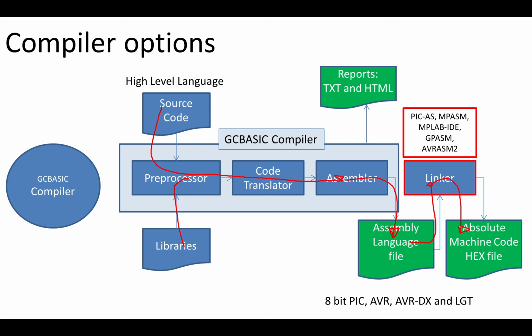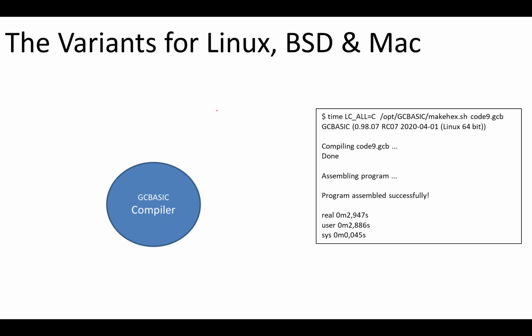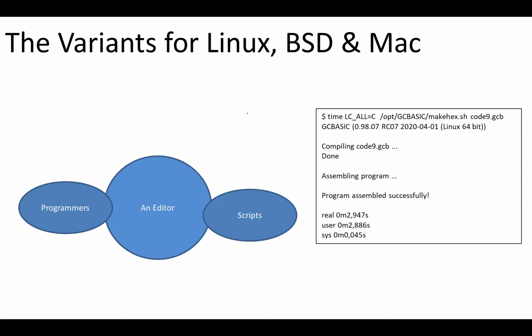Very simple. Now, if in your source file you change the target chip, all the processing is automatic, and we'll look at that shortly. There are variants for Linux, BSD, and Mac. They're available as downloads on SourceForge, and they have programmers, an editor, and scripts, and the rest of it just works because all the libraries work, all the compilers work, etc.